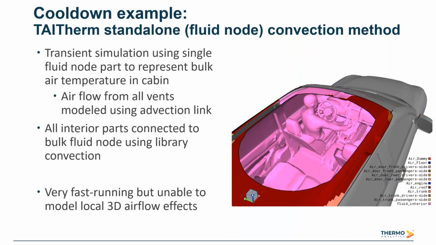Our first method, the simple fast running one, is again going to be using TAITherm without any 3D fluid representation, but just using a single bulk fluid node to represent the bulk temperature of the cabin. With that single bulk fluid node representing everything in the cabin, we're still connecting the same airflow and incoming temperatures from the HVAC system to cool that down in the same way. And we're using the simple library correlations built into TAITherm to represent the convection conditions. Again, that'll give us a very fast running model, but not any 3D airflow effects.